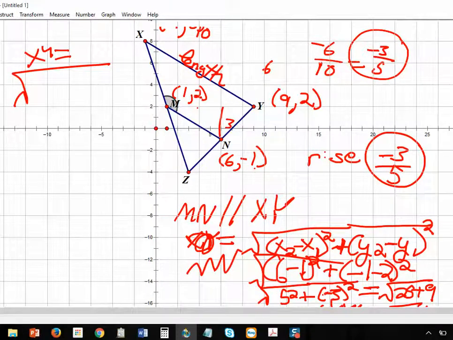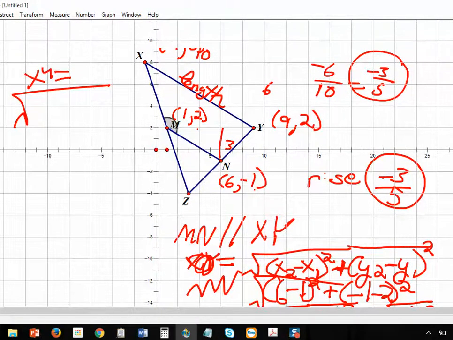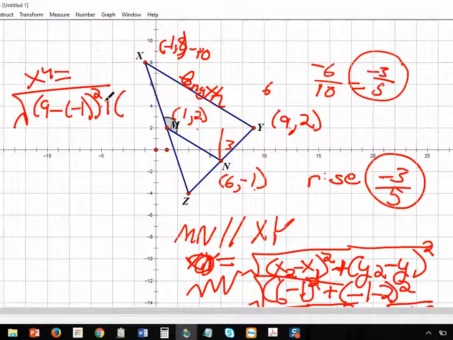So this time we have, they erased my line, -1, and that was 8. So 9 minus -1 squared plus, now the y coordinates subtracted, 2 minus 8 squared. And take the square root of the whole thing.